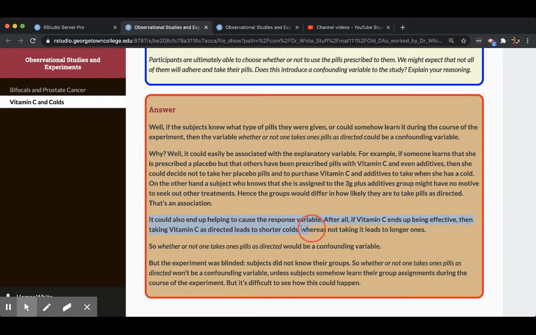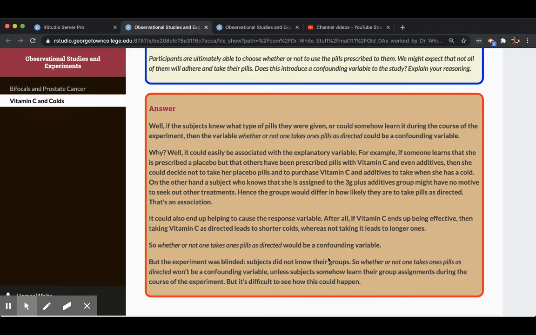Next up, in this short paragraph, I point out that it could cause the response. If vitamin C actually does make colds less long, make them less severe or whatever, then whether or not you take your vitamin C as directed can affect whether and how long your cold is. So that one's pretty easy. So if people could know their groups, we could get that association, and we already have the causation. So we get that taking pills, whether or not you take pills as directed, would be a confounding variable.